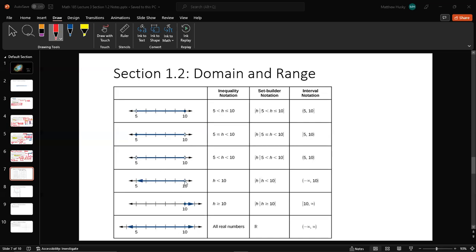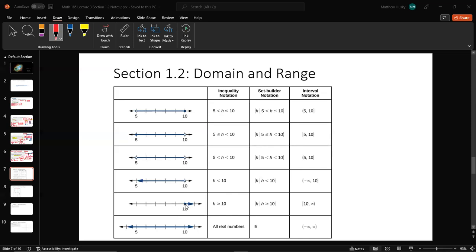Here you've got everything from 10 all the way down. That's negative infinity to 10, both with parentheses. Notice this is an open circle, so you use a parentheses. Here you have everything from 10 and above.